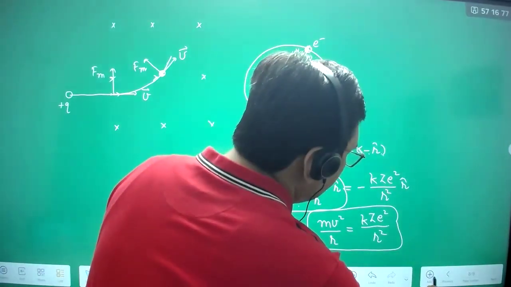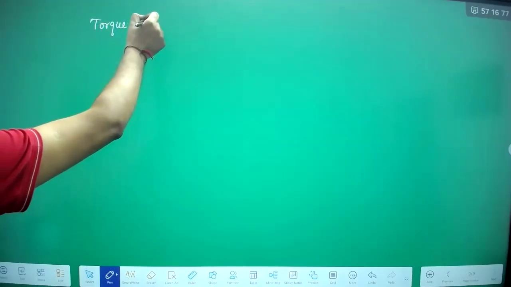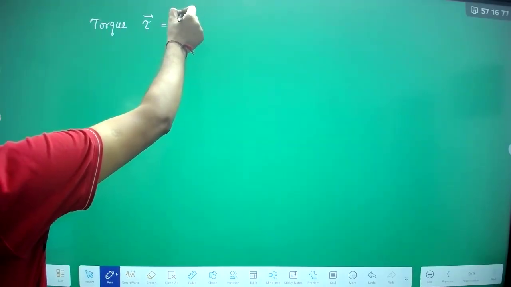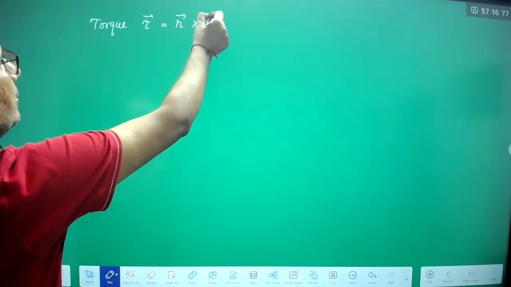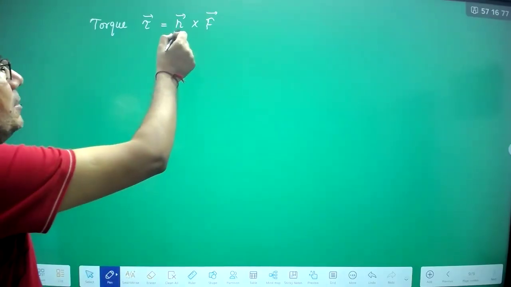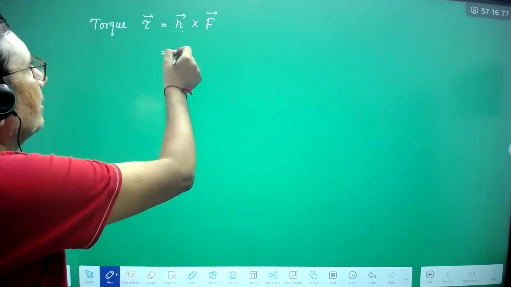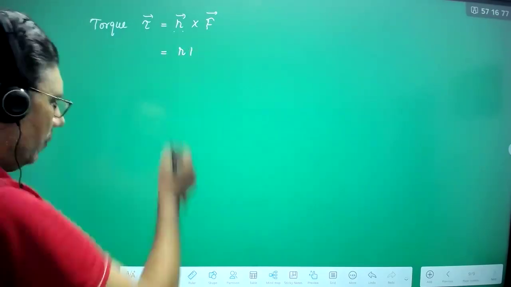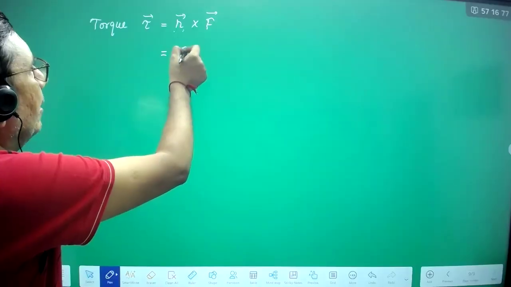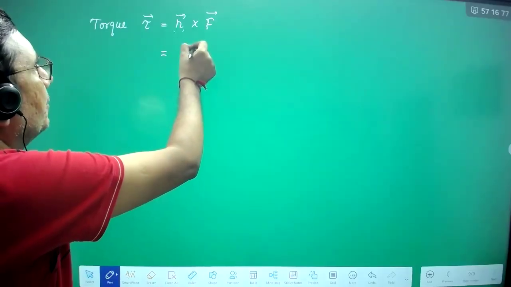Just 1 second. Now, what is torque? Torque tau is equal to R cross F. Okay, now this will be R cross and this will be F. So here this will be in which direction? This R vector, I can write as R cap, or I can write capital R if I want to. This will be the R vector, and this will be R cap.